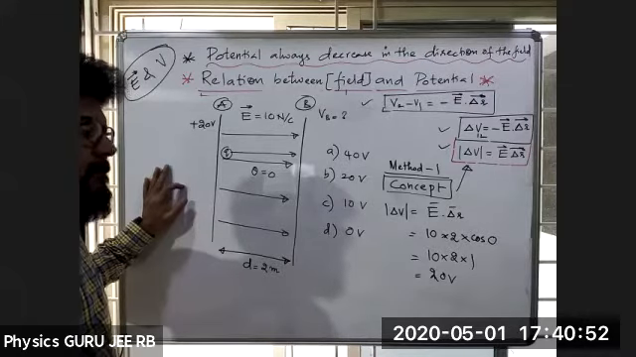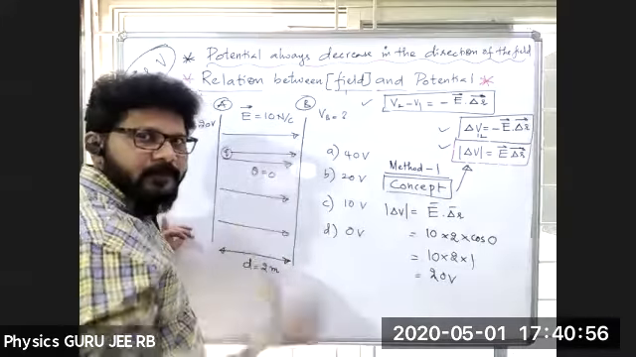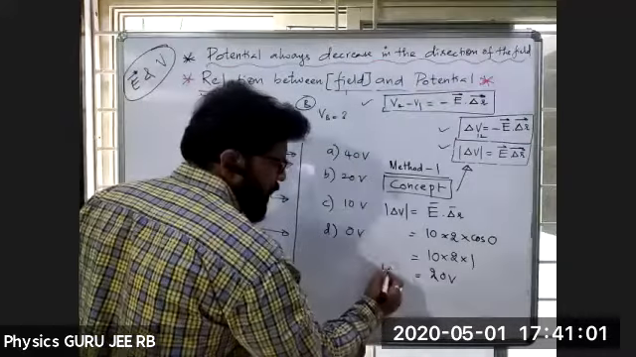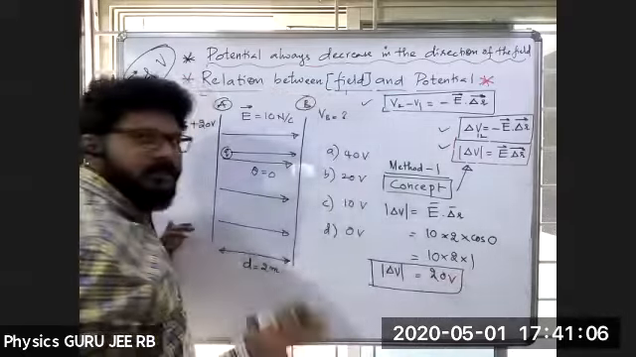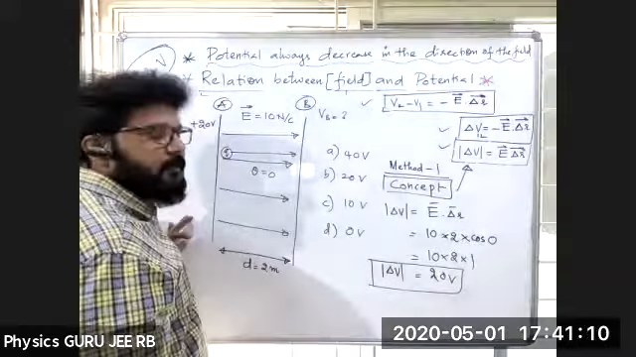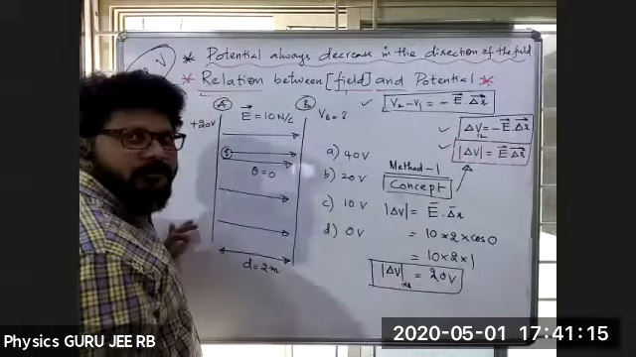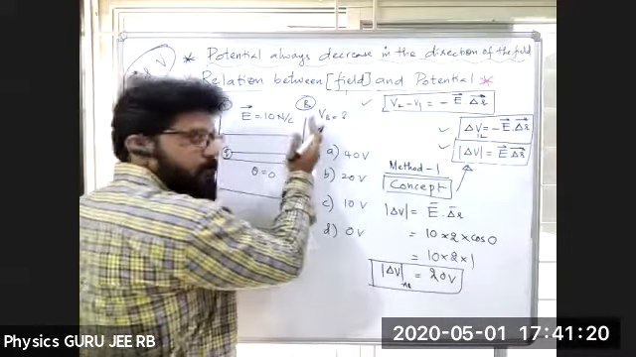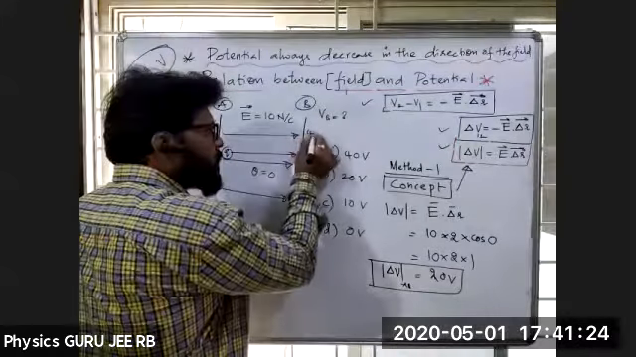See, carefully observe: delta V I got is 20 volts. This is concept, not formula based. Delta V is 20. Delta V means between A and B it should be 20 volts. That means A is already 20. On B, two possibilities are there. It may be 0 volts or 40 volts. Am I right?